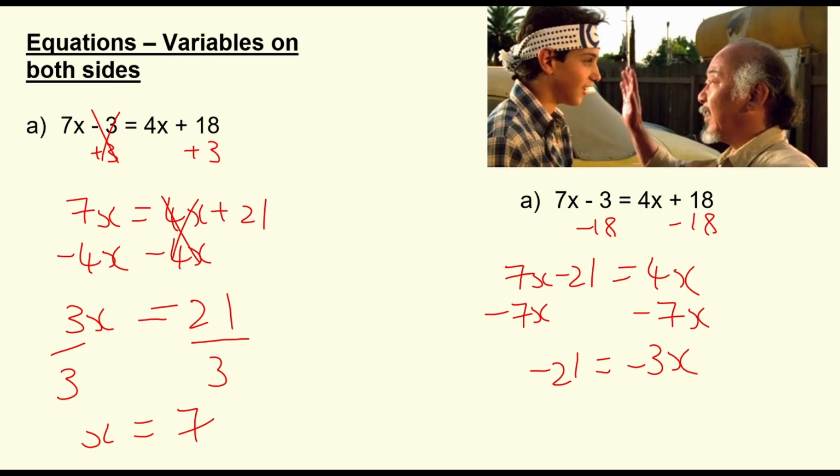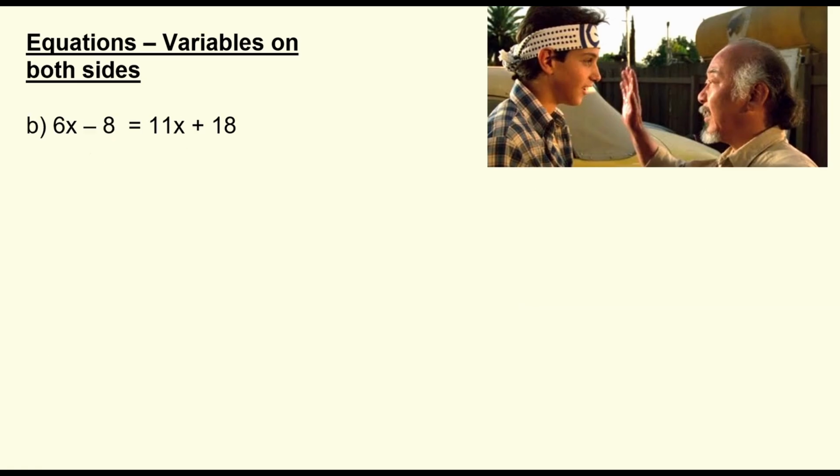And then it's still the same step. I divide both sides by minus 3. That will get rid of the x coefficient. Minus 21 divided by minus 3 is 7. 7 equals x. X equals 7. They're the same thing. But you can see, obviously, I've had to deal in negatives. And I don't particularly enjoy dealing with negatives. I don't suppose most of you do either.